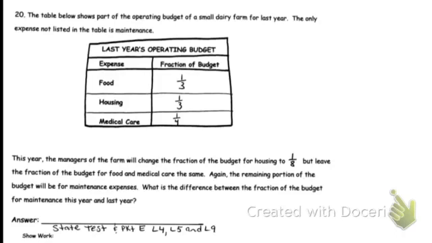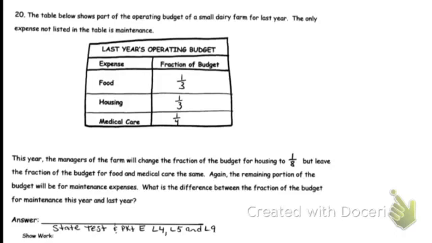The next paragraph under the table says, this year, the managers of the farm will change the fraction of the budget for housing to 1/8, but leave the fraction of the budget for food and medical care the same. Well, I see that there's food, housing, and medical care. I know they're going to change housing. I know that food and medical care are going to stay the same. All right, keep going. Again, the remaining portion of the budget will be for maintenance expenses.